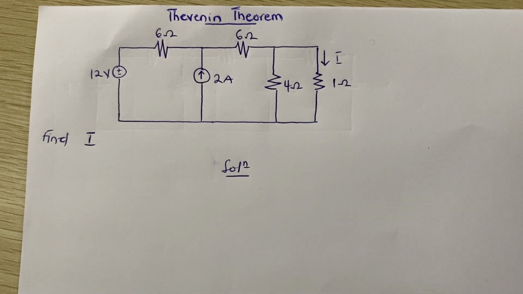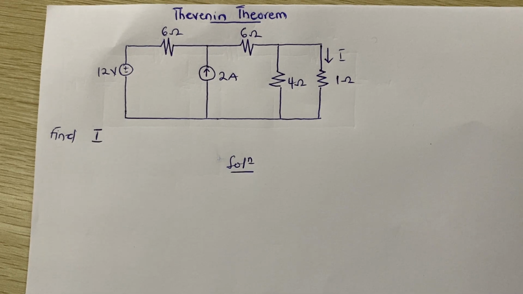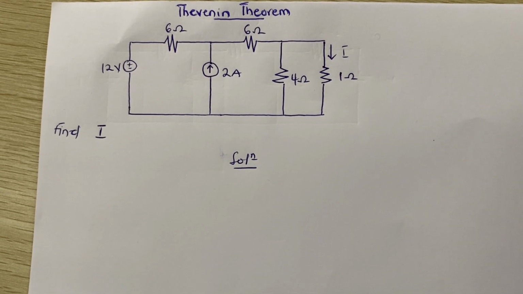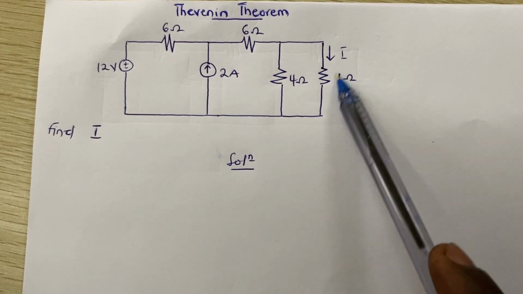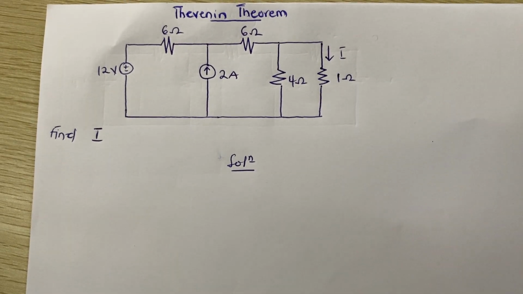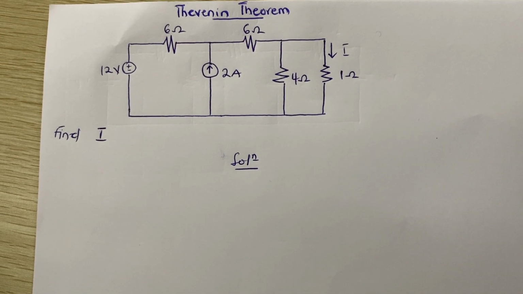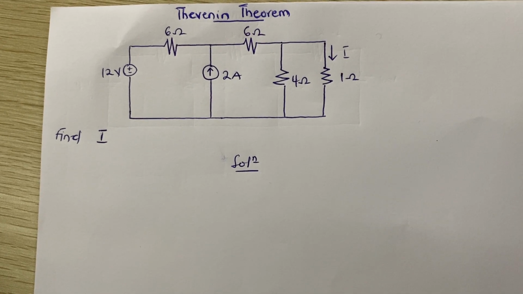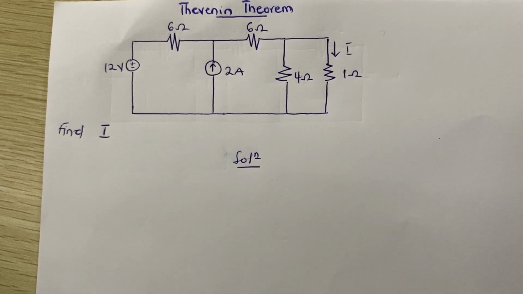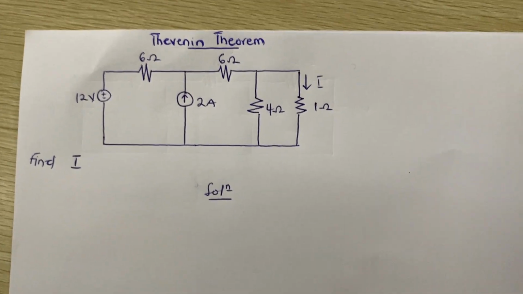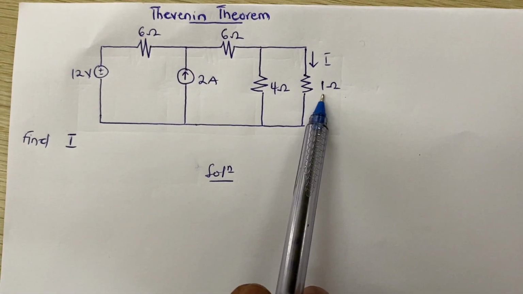Today we are going to continue with circuit analysis and look at Thevenin's theorem. We are being asked to find I, which is the current flowing through this 1 ohm resistor. When considering Thevenin's theorem, the first thing we have to do is find the Thevenin resistance, and after that find the Thevenin equivalent voltage, and then we'll be able to find the current flowing through this 1 ohm resistor.